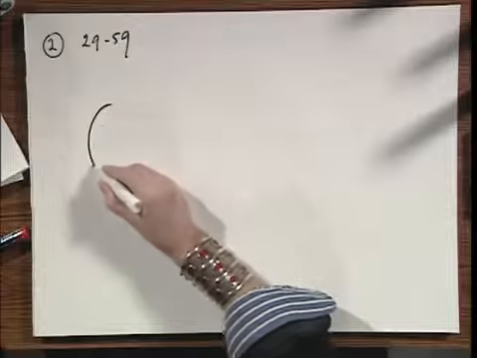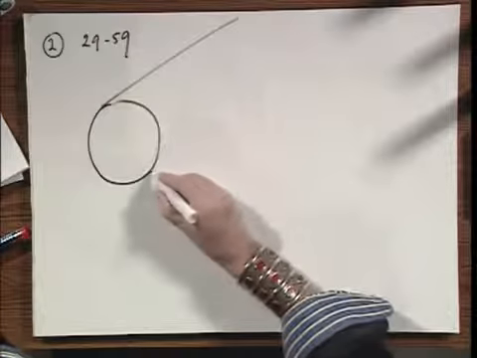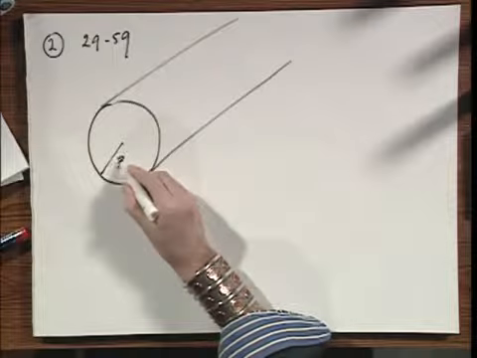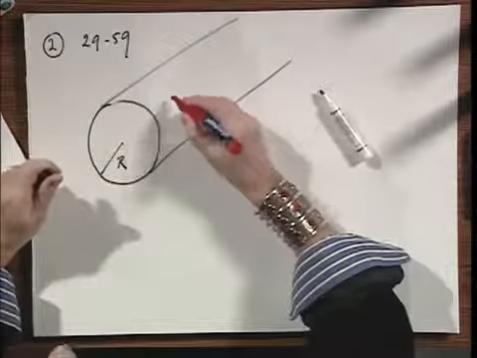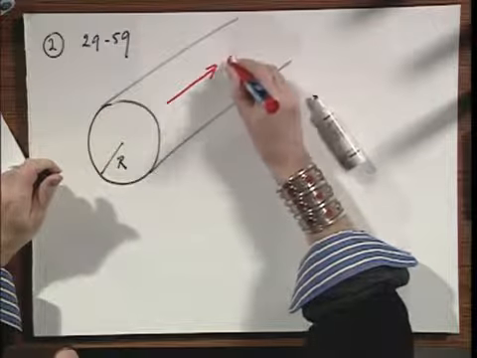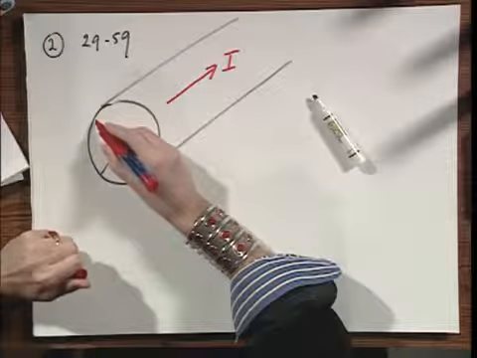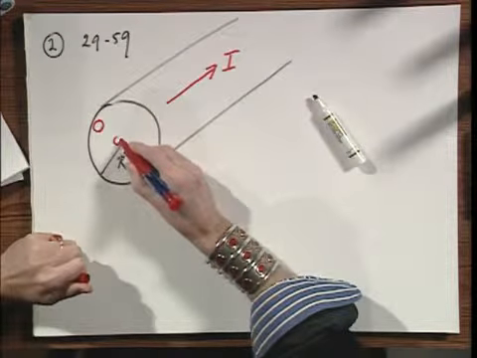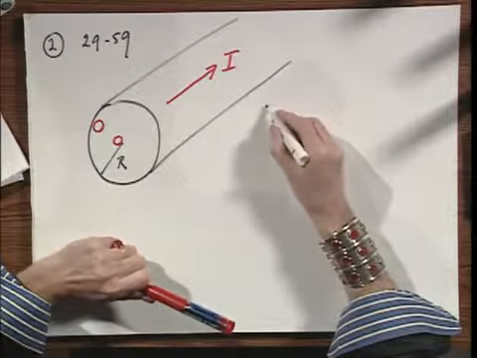Here we have a long wire with a circular cross section. It has a radius r. There is a current going into the wire in this direction, but the current density is not uniform. In other words, per square centimeter, more current flows here than what flows there. And it is a linear relationship.